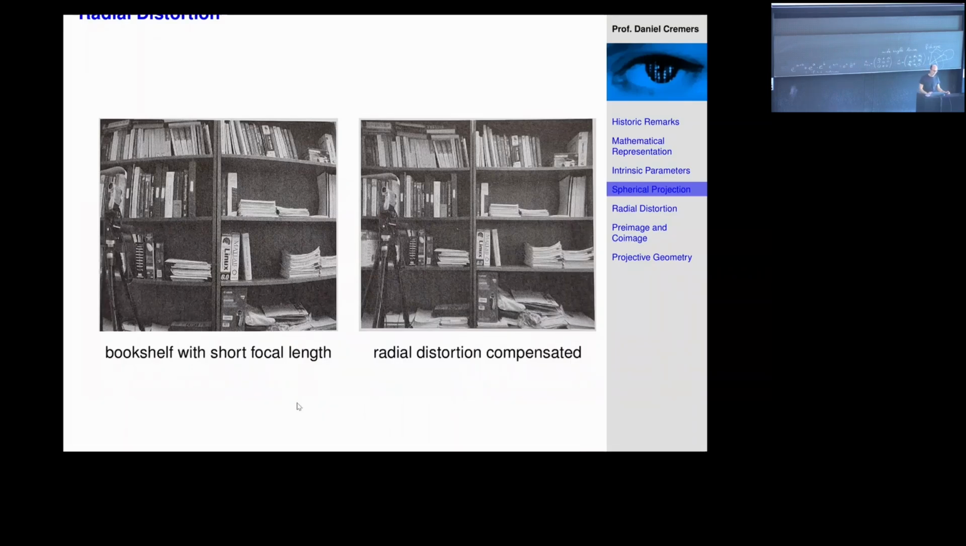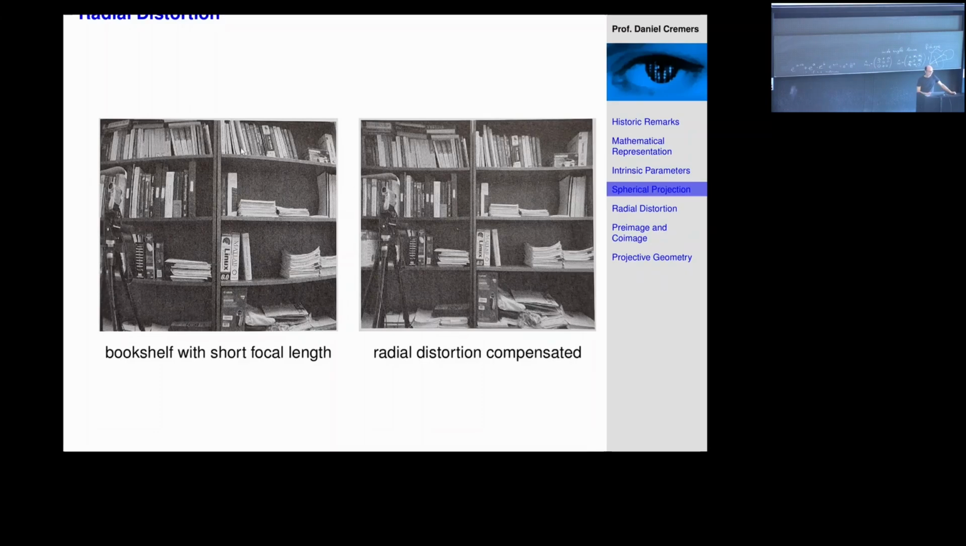And so what happens when you have wide-angle lenses, short focal lengths, you get a distortion. A distortion that you see here, so this is a bookshelf where in principle these lines that make the bookshelf, they should be straight, but you can see it up here really nicely how it actually curves.